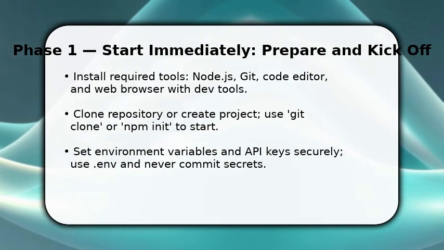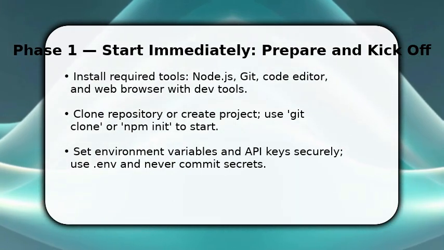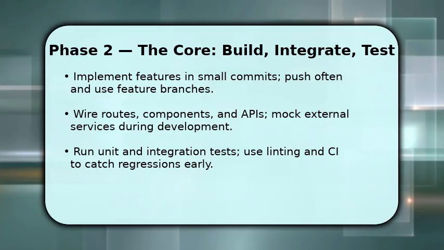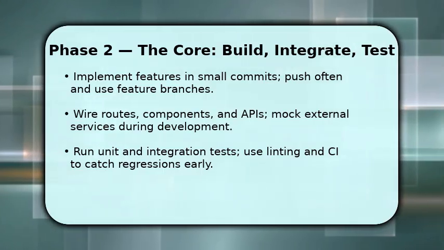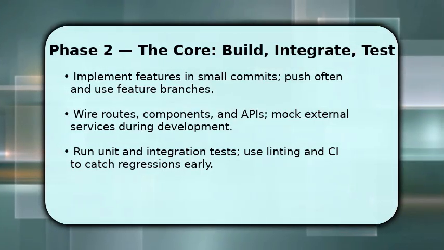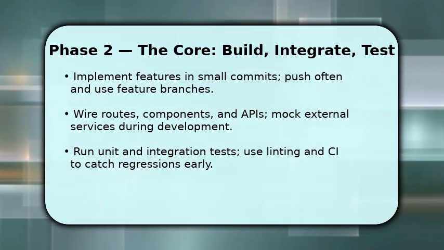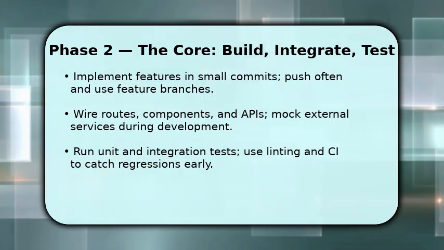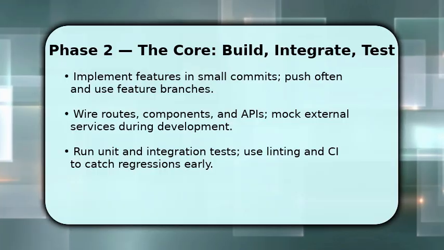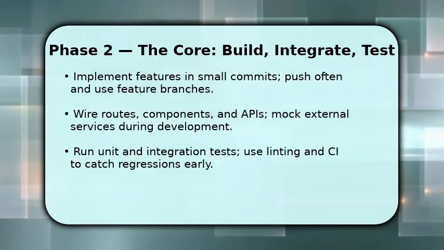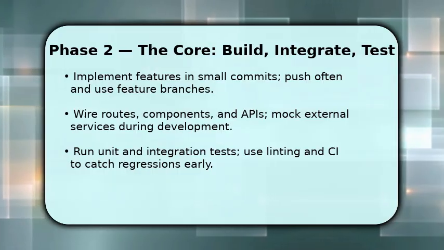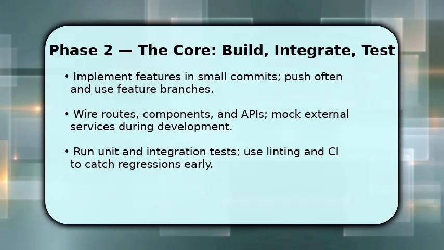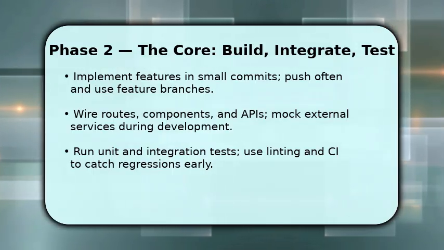Now you build the core, scaffold components and define routes, then connect them to backend APIs or mocked endpoints. Implement one feature at a time and commit changes on a feature branch. Push regularly so CI can run tests. Run unit tests locally, then integration tests that exercise API calls and UI flows. Use linters and formatters to keep code consistent, and make sure to review failing tests immediately so bugs are fixed before they propagate into the main branch.